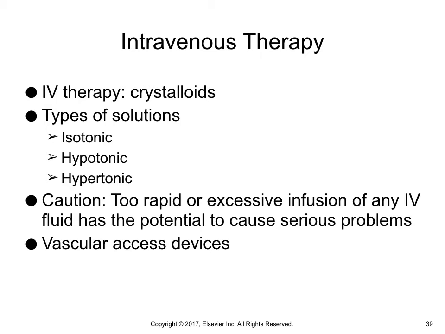Peripherally inserted central catheters, or PICC, enter a peripheral arm vein and extend through the venous system to the superior vena cava, where they terminate. Other central lines enter a central vein such as the subclavian or jugular vein, or are tunneled through subcutaneous tissue before entering a central vein.